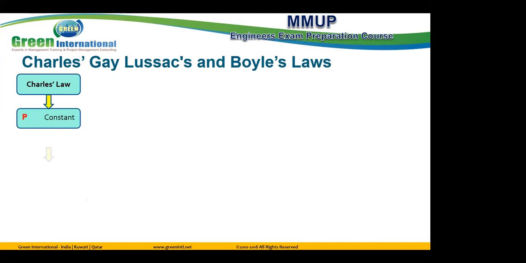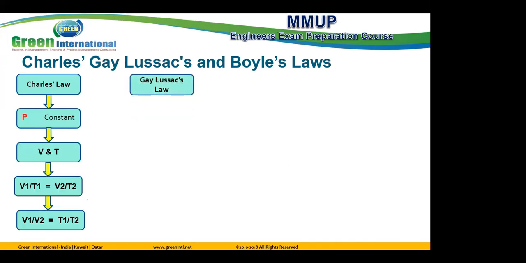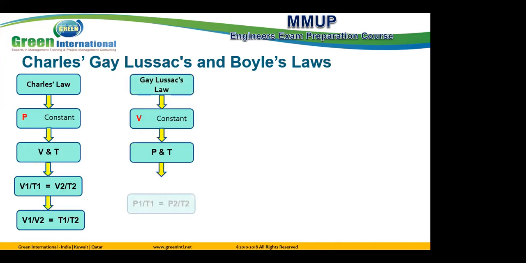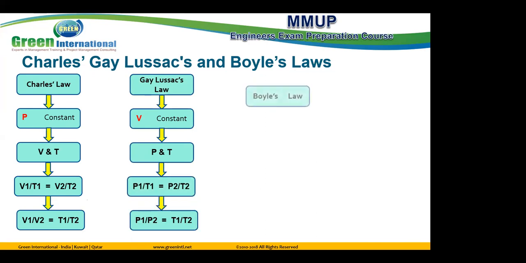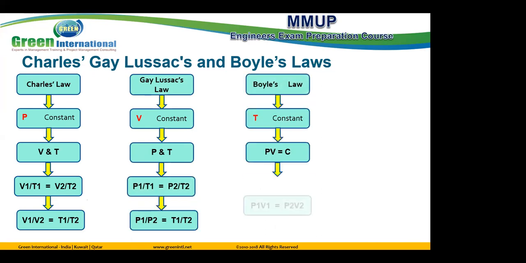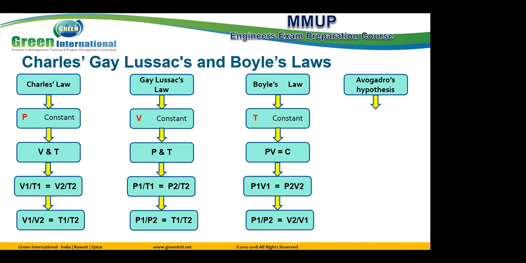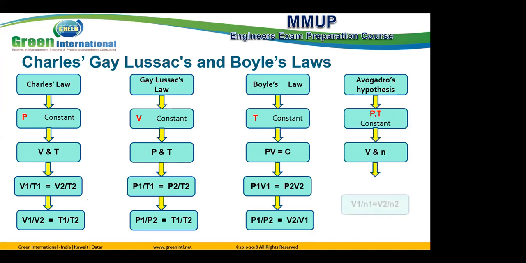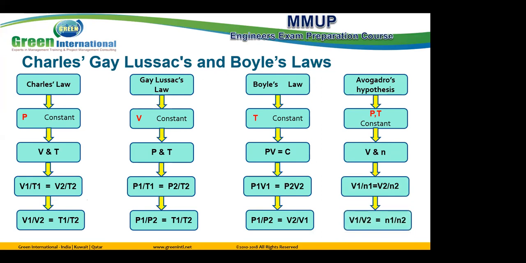This is like a summary: Charles's law, Gay-Lussac's law, Boyle's law, Avogadro's hypothesis. Avogadro's hypothesis says that P and T are constant, so there is a direct relation between volume and number of moles. So V1 over V2 equals N1 over N2. This is a famous equation here.